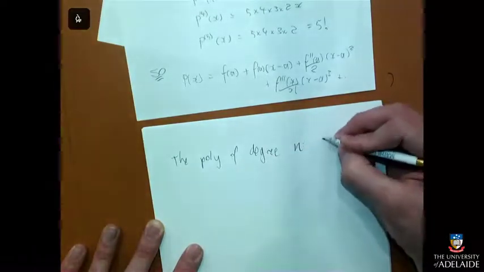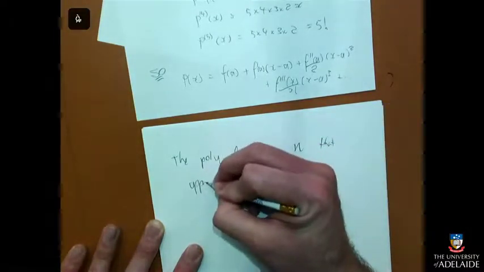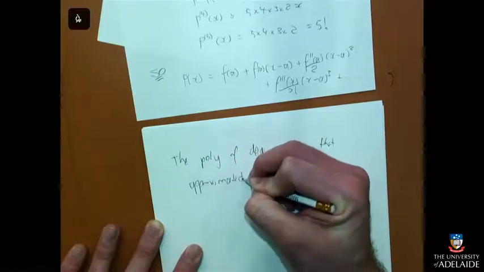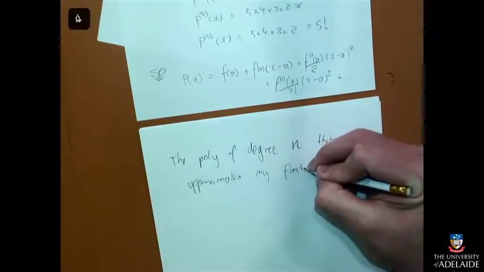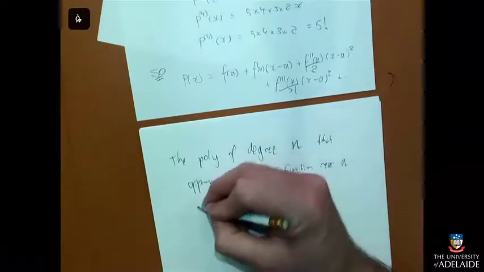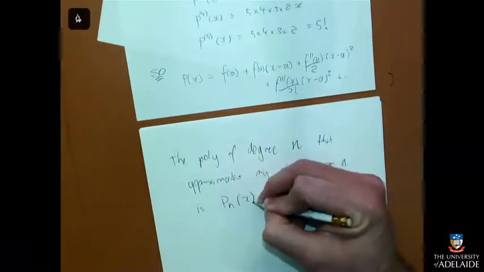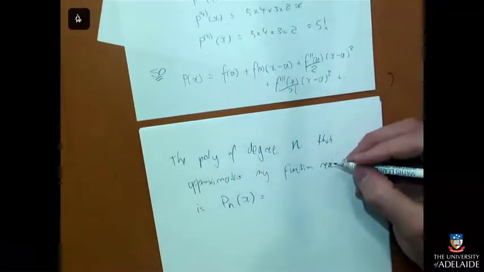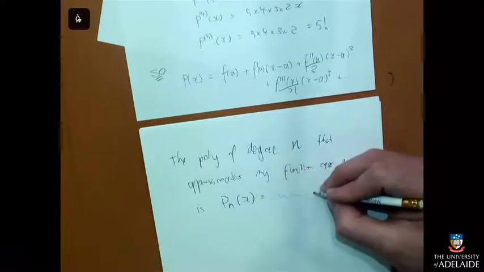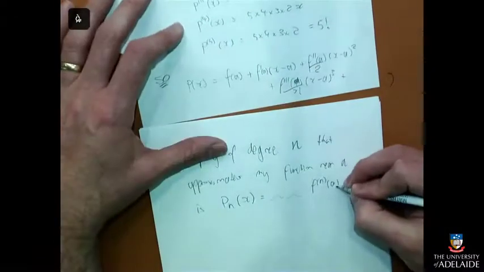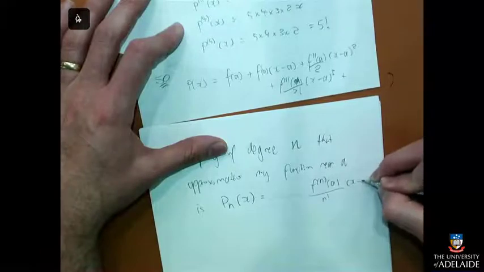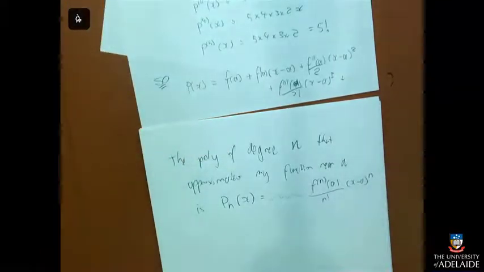The polynomial of degree n that approximates my function near the point a is the nth Taylor polynomial, which has all these terms, and then the nth one is the nth derivative at the point a over n factorial times (x minus a) to the n. Beautiful. Which we have. So we've figured that out.